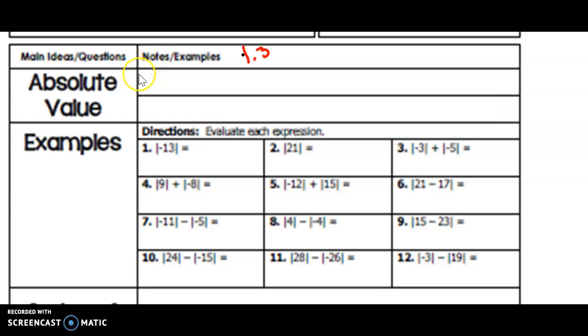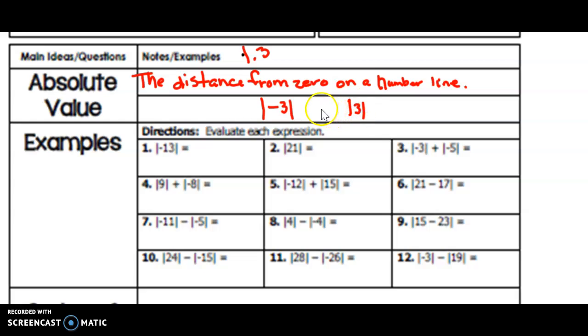So absolute value, we talked about the distance that a number is from 0 on a number line. And so we talked about the fact that a positive 3 and a negative 3 were each 3 places away. So they both equal 3 from 0.